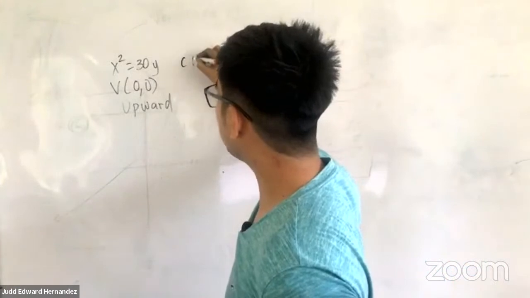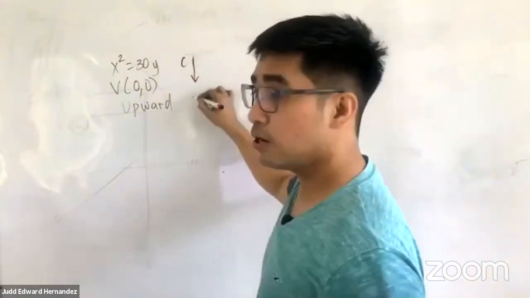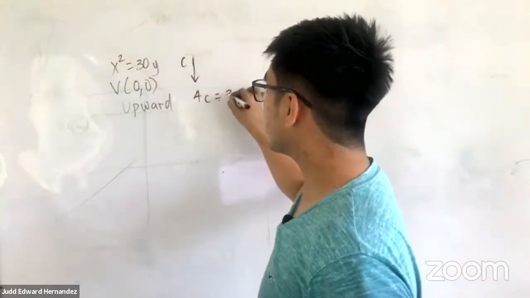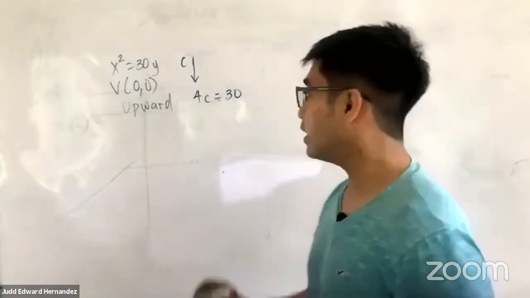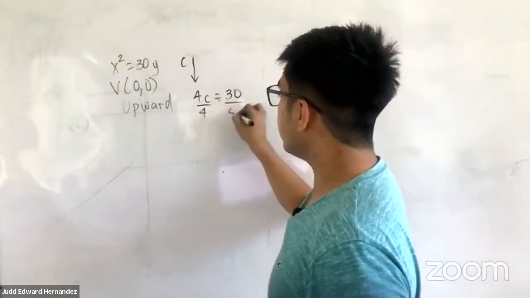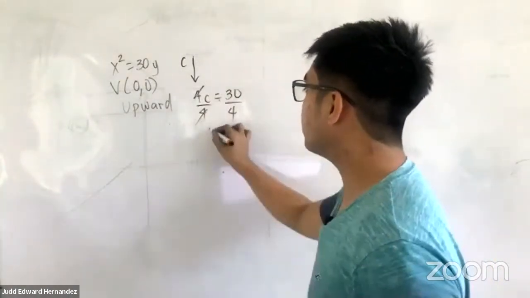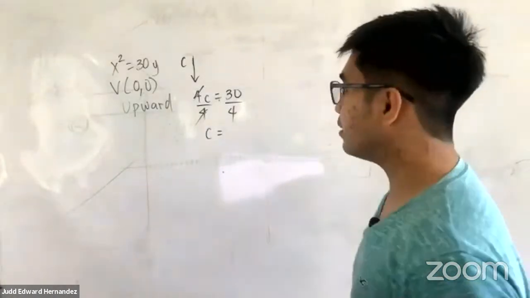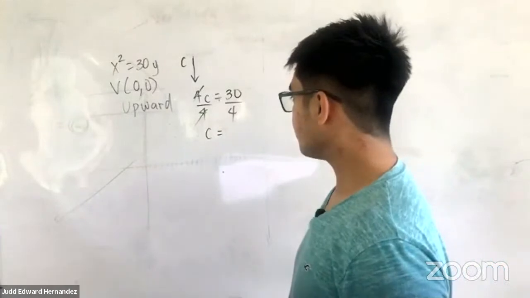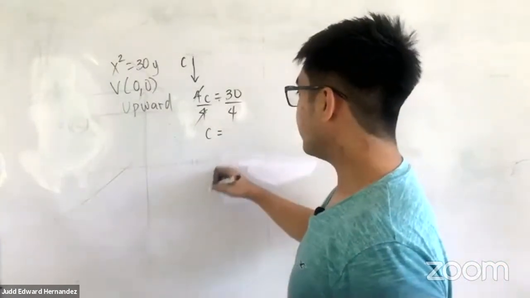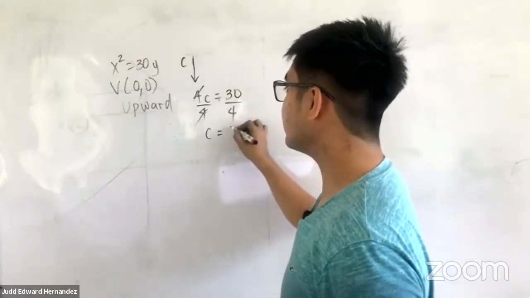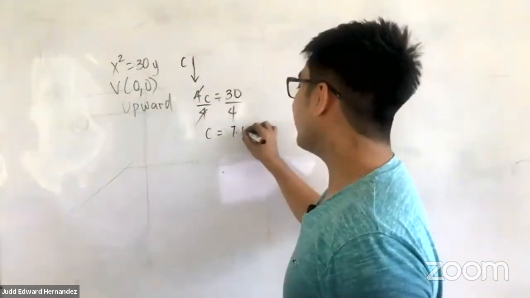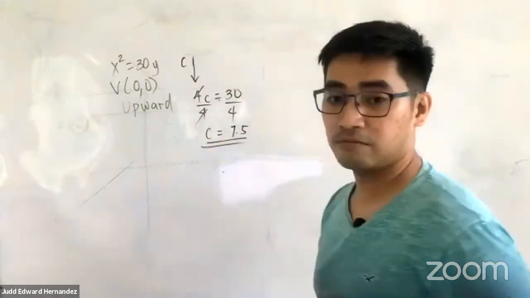Anong ginagawa natin para makuha yung C? We need to equate 4C to 30. Tama? Okay. And what is C? That is 30 divided by 4. And what is 30 over 4? Guys, paki-compute. 30 over 4. 15 over 2, which is 7.5. Very good. That is 7.5.